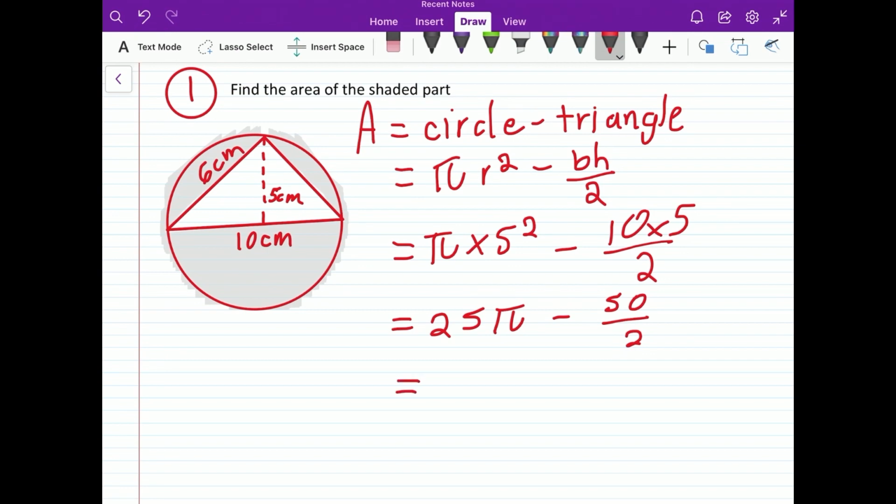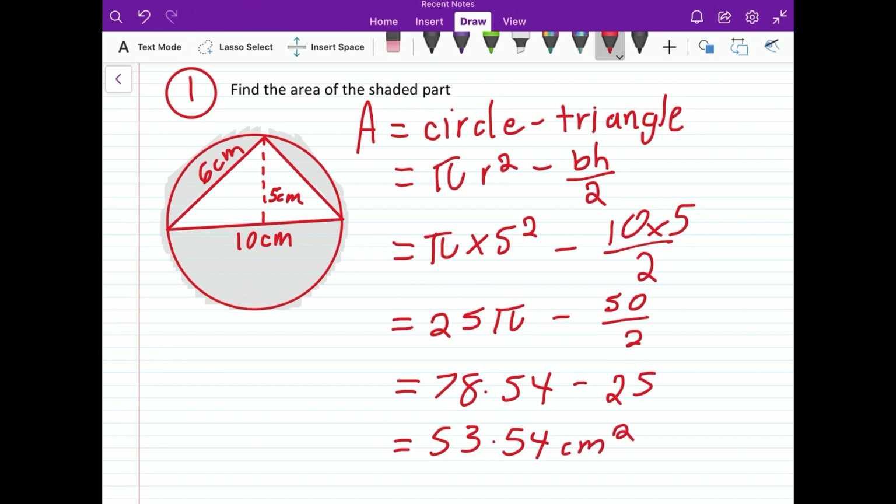25 pi is 78.54 and 50 over 2 is 25. 78.54 minus 25 gives you 53.54, and since it's in centimeters, we write centimeters squared.